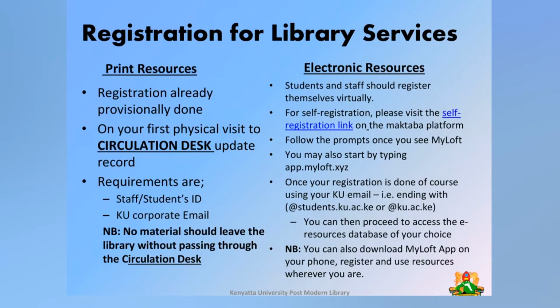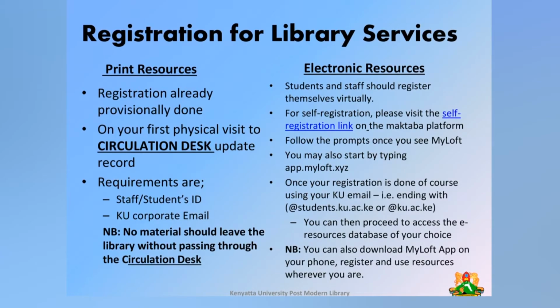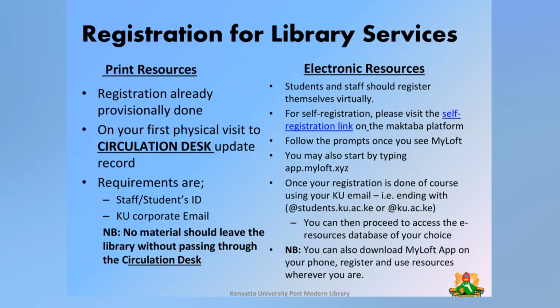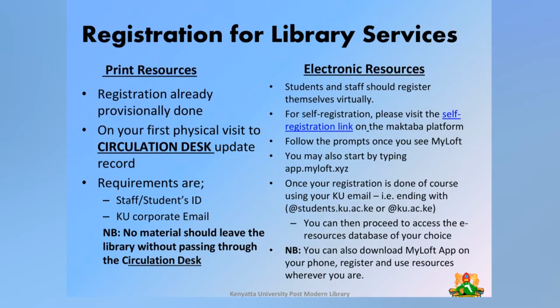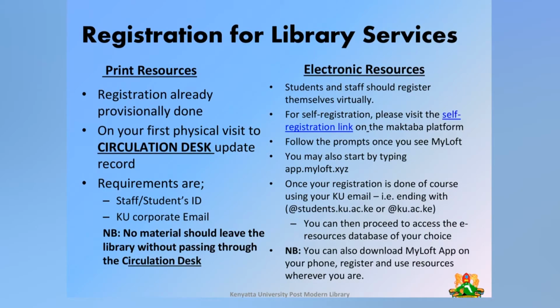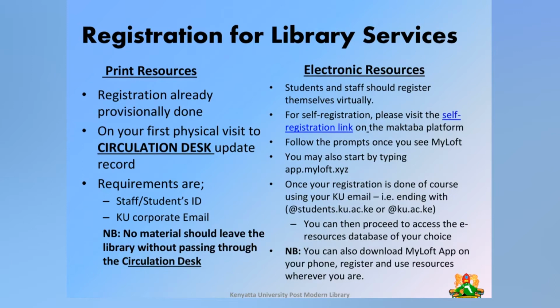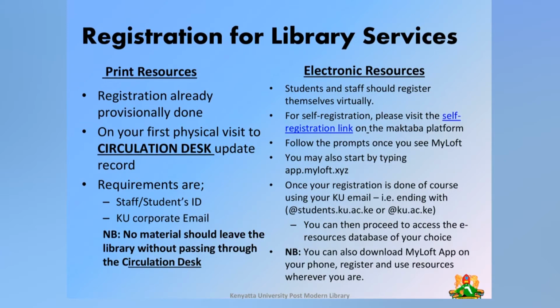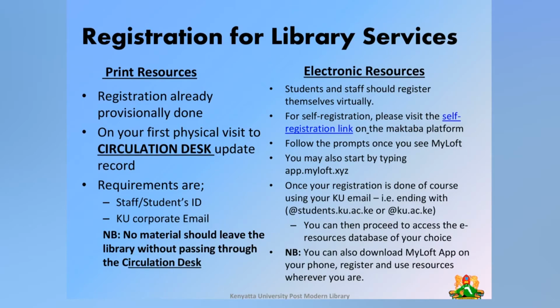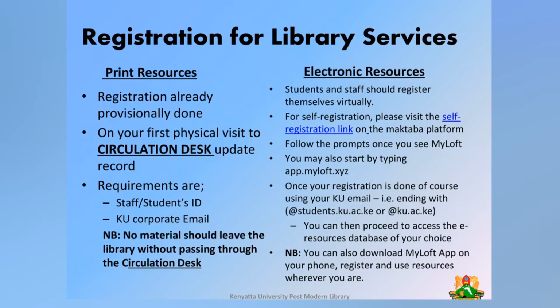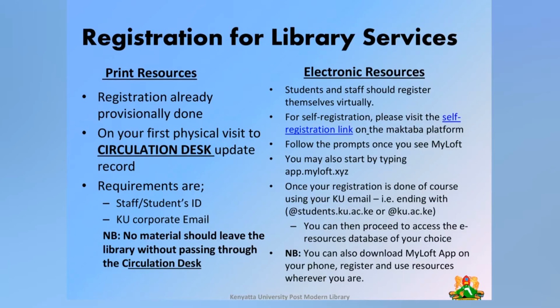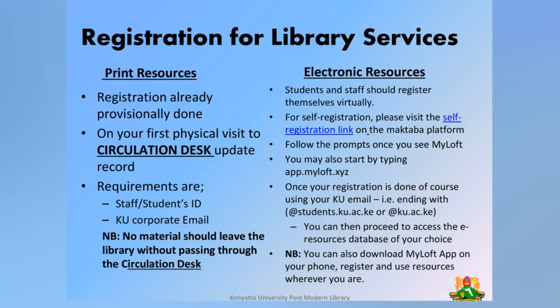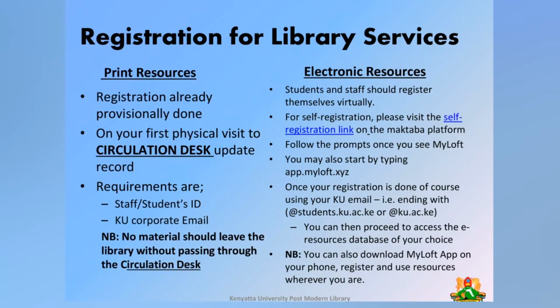So for the print resources available in the library, registration is already provisionally done. And on your first physical visit to the library, you need to visit the circulation desk and update your records. The requirements are your staff or student's ID, and we also require you to have your KU corporate email. Please note that no material should leave the library without passing through the circulation desk.